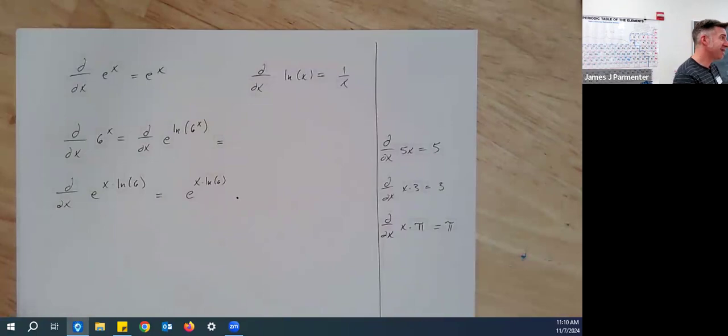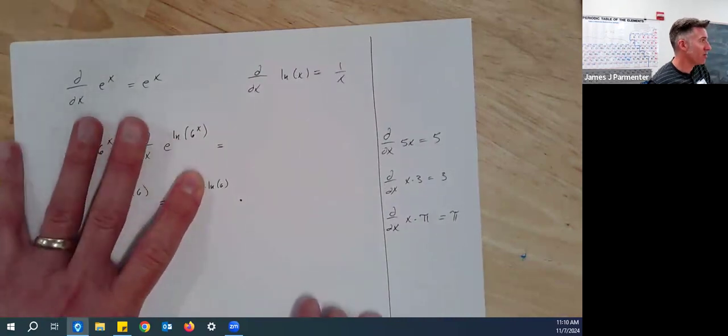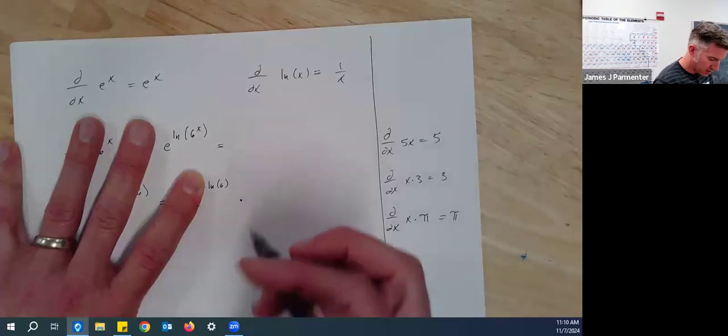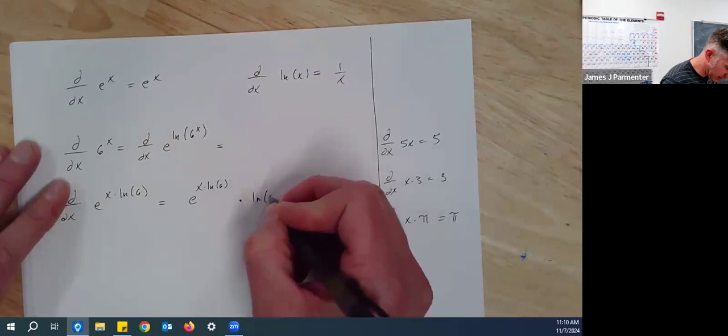So as long as you have x times a constant, the derivative is just that constant. Well, natural log of 6 is a constant. It's not a nice constant, but there's no x's in natural log of 6. If there aren't any variables in there, it's a constant. So the derivative of x times natural log of 6 is just 1 times natural log of 6.